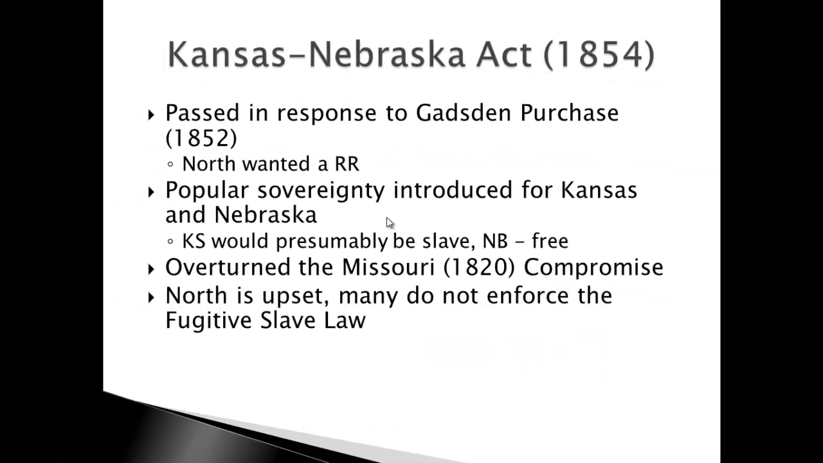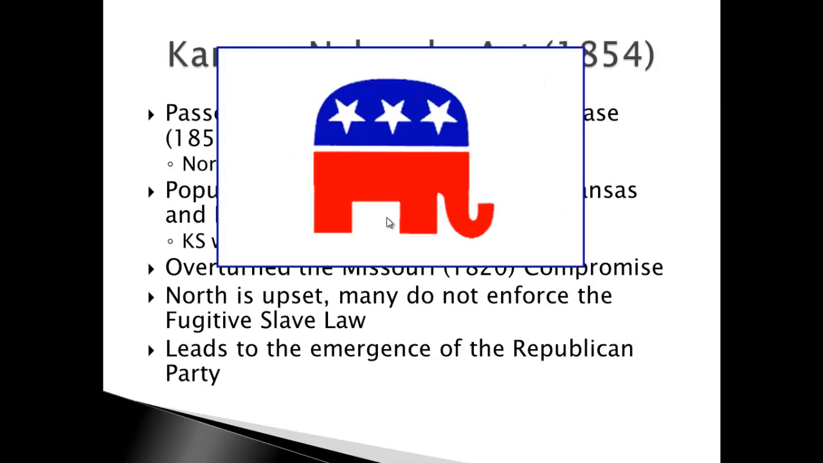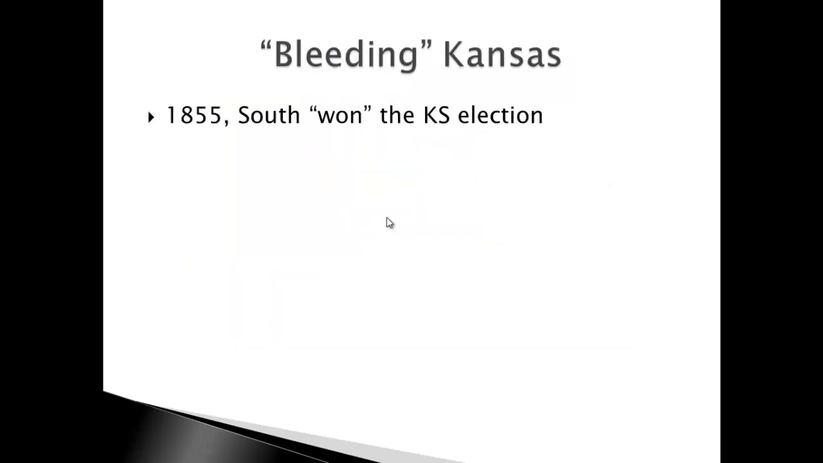Not going to happen. This upsets the North, and more of them begin not to enforce the Fugitive Slave Law. And this is a huge reason for the emergence of the political party whose platform is the non-extension of slavery into territories. Okay, we're going to have some issues in Kansas as a result of the Kansas-Nebraska Act, and it's put up to a vote.